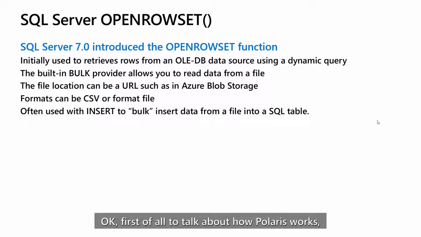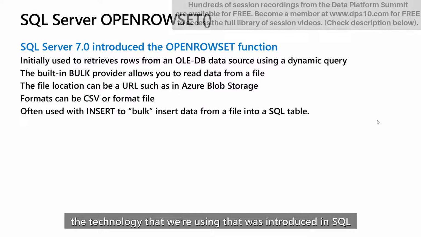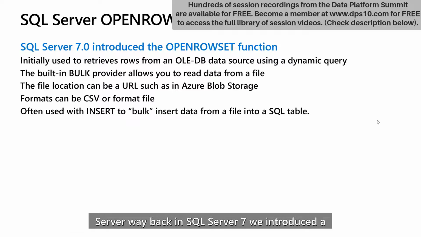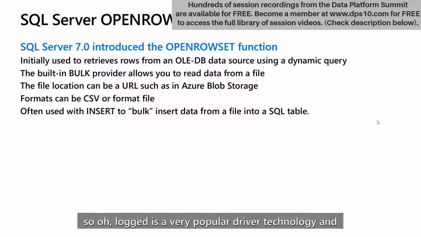Okay, first of all, to talk about how Polaris works, Serverless SQL Pool, I thought it important for you to understand some of the technology that we're using that was introduced in SQL Server. Way back in SQL Server 7.0, we introduced a new T-SQL function called OPENROWSET. Now, this is during the time where we're bringing along technology like linked servers. So OLE DB is a very popular driver technology.